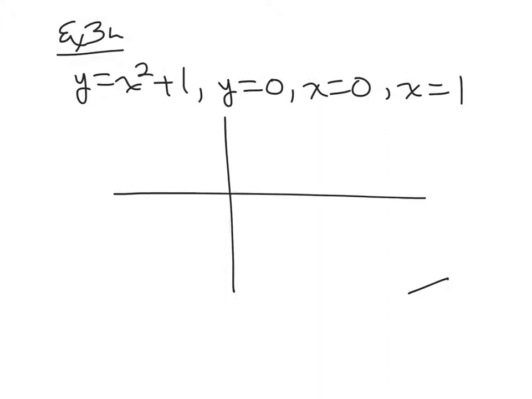And yesterday we said the graph looks like this. It'd be a parabola that's been moved up 1. y equals 0 is the x-axis, x equals 0 is the y-axis, and x equals 1 obviously is going to be a vertical line. And we have this bounded region. Now rotate that around the y-axis.